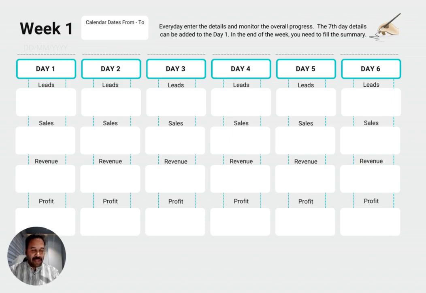Then the revenue you have made is like 25,000, and minus overheads and marketing, what is your profit, you write it down. So every day you need to keep this written, right? How many leads, how many sales, how much revenue, how much profit. Every day you need to write this. This is because when you write this, you will understand what has happened on the previous day.